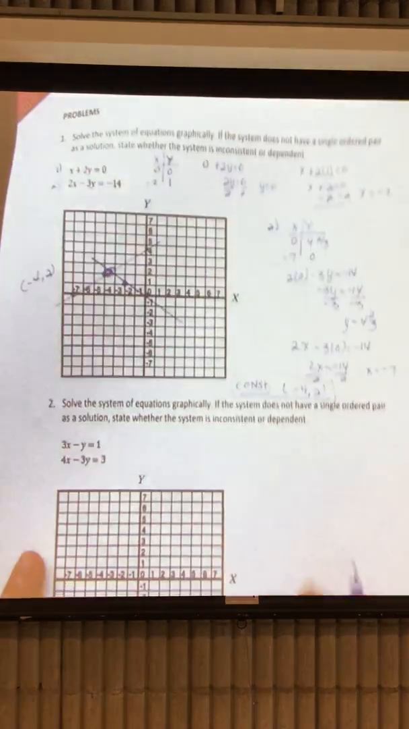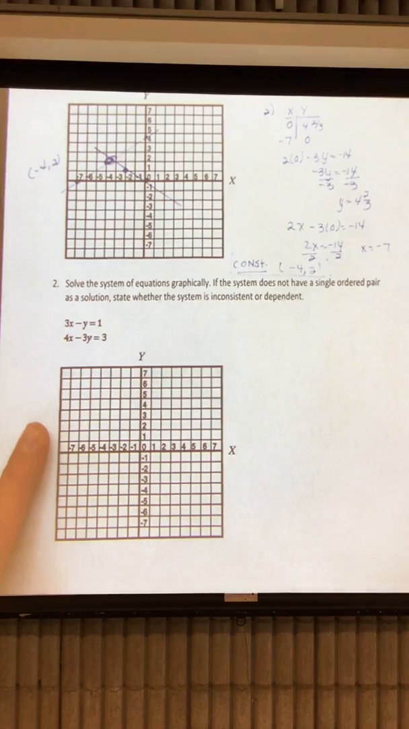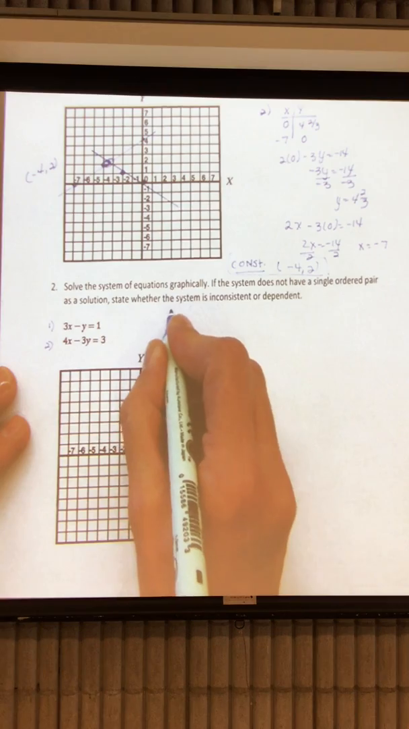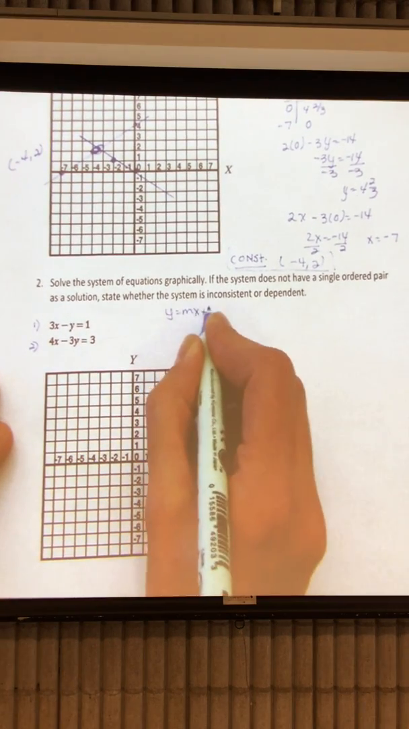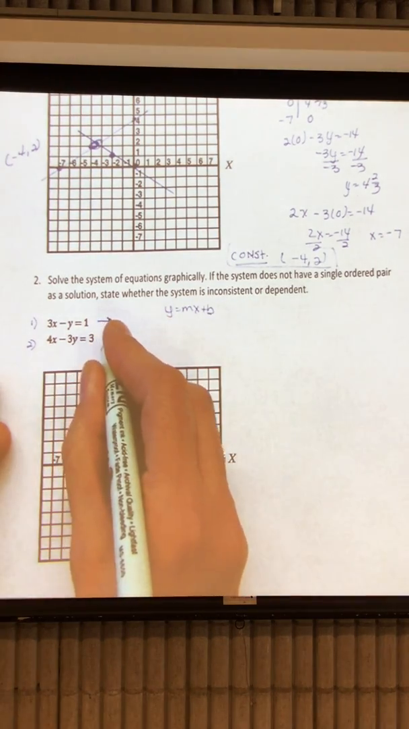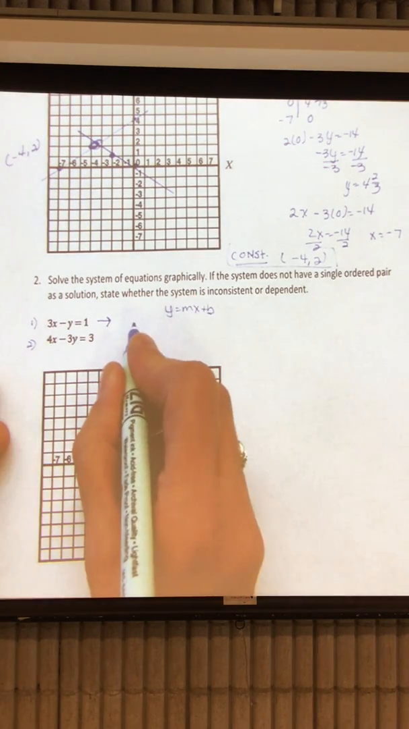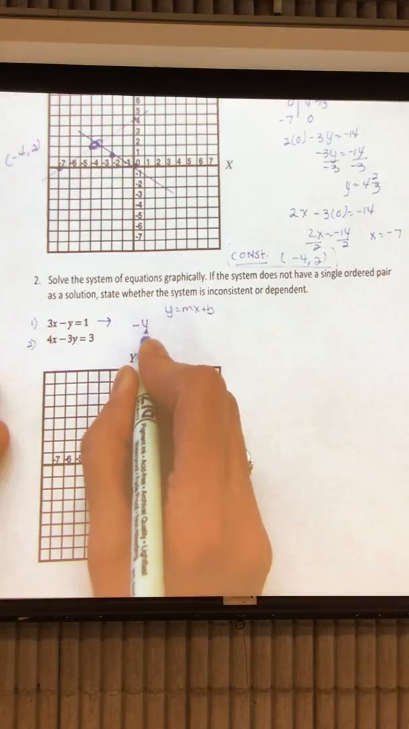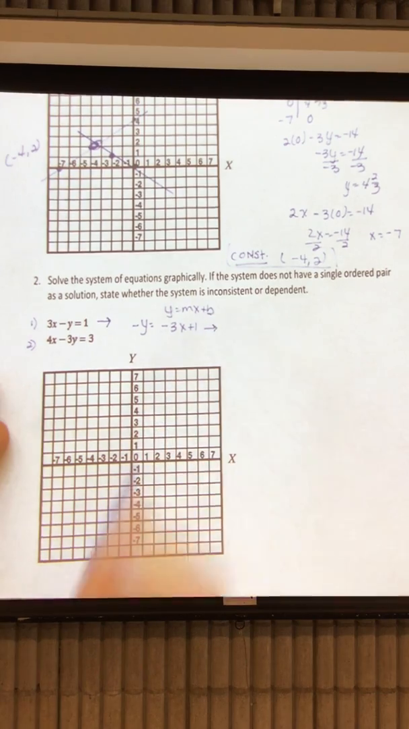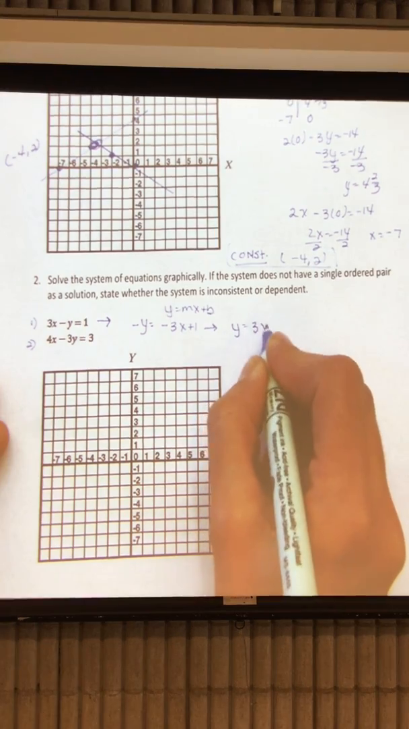Moving on to number 2. We're doing the same thing. We're graphing the 2 equations. But let's graph these equations using y equals mx plus b. So this is the second method. So we want to rewrite that first equation into that form, which means we need to subtract 3x from both sides. So we have -y is equal to -3x plus 1. Dividing both sides by -1, we have y is equal to 3x minus 1.